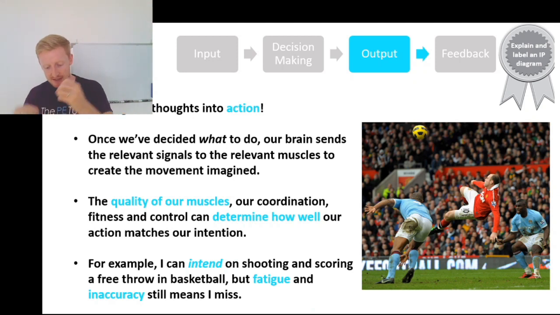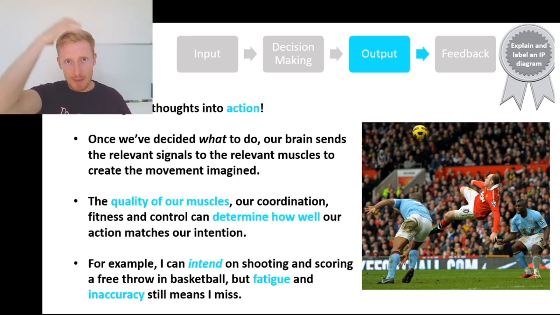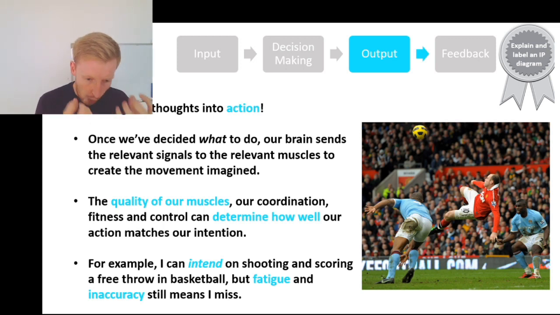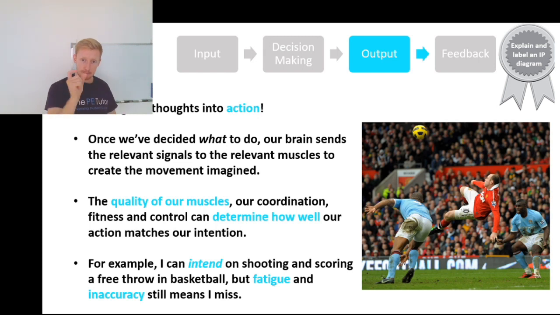So our output is our brain trying to translate or convert our imagination into real life execution. And it's the quality of our muscles, our components of fitness, our ability to recall all of our positive memories from our long-term memory. It's our ability to do all of that that determines how well our actions match our intentions. If you're going to write down anything, it's probably that. It's our actions matching our intentions.